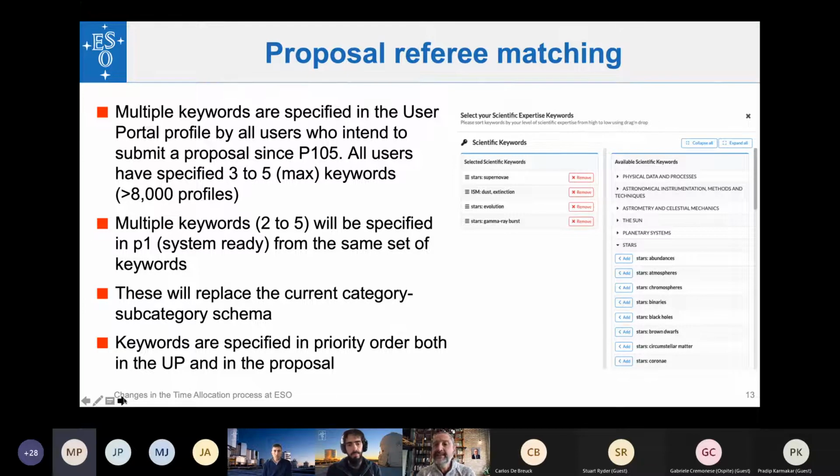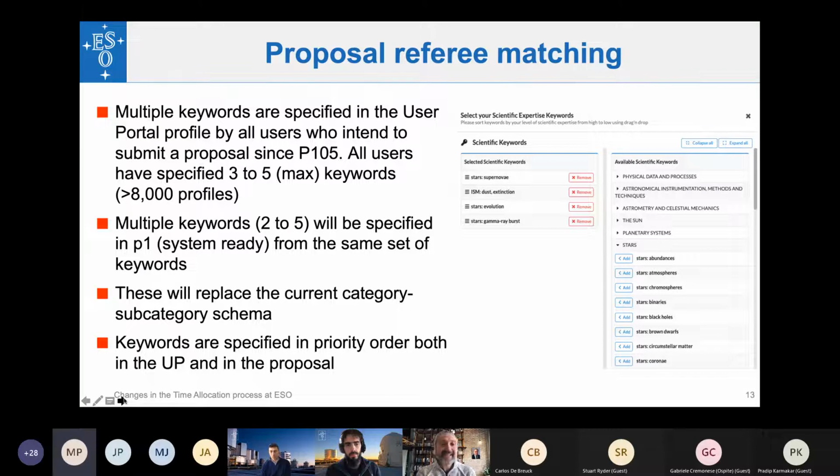You see here to the right a screenshot of exactly what you see, identical in the user portal and in the P1 proposal interface. So you have families of keywords, like here you see stars or the sun, planetary systems, then you push a button, they are exploded, and you add them. This is my profile. I've specified supernovae first, then ISM, dust extinction, then stellar evolution and gamma ray bursts, which means gamma ray bursts in my profile have the lowest priority, while I put supernovae at the top because I am a supernova expert.